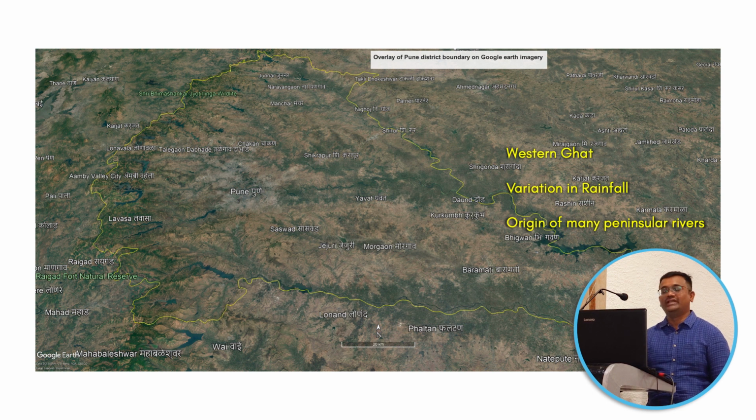So this yellow boundary is the Pune district. The western boundary of the Pune district coincides with the Western Ghats, which receives an enormous amount of rainfall. Some of our rain gauges have even recorded rainfall close to 5,000 millimeter in this area, and this rainfall decreases significantly towards the east. In the area around Ujni Dam, that area receives hardly 500 millimeter of rainfall. So there is a tenfold decrease in the rainfall within a district.